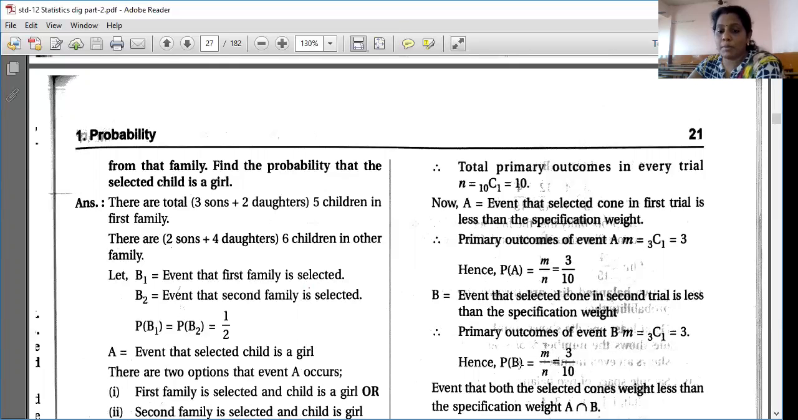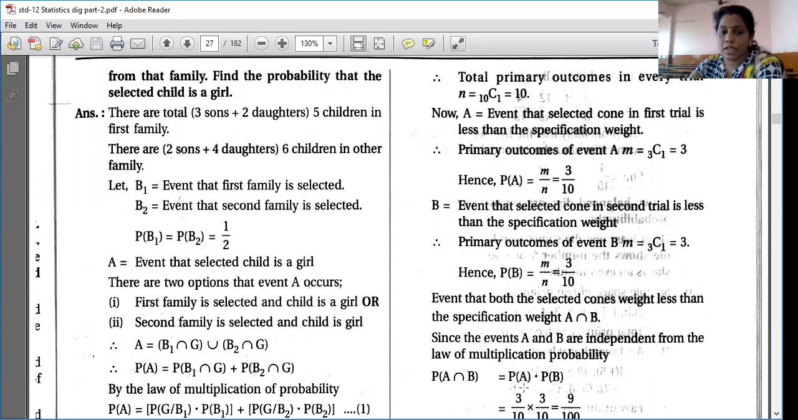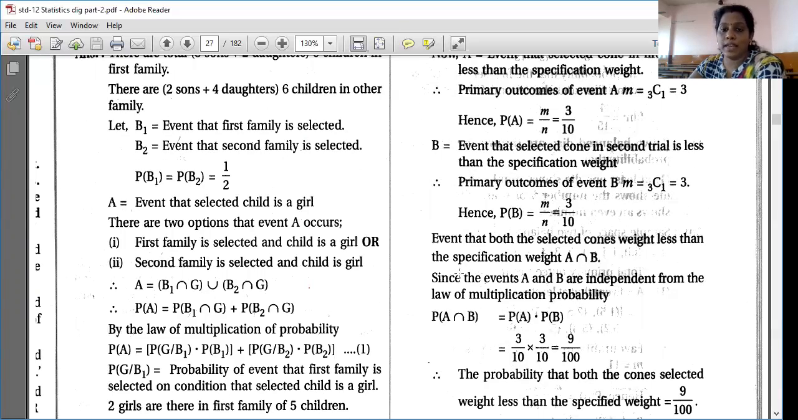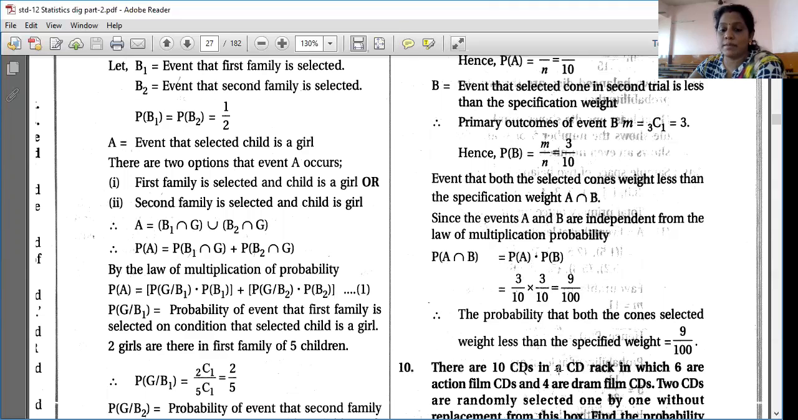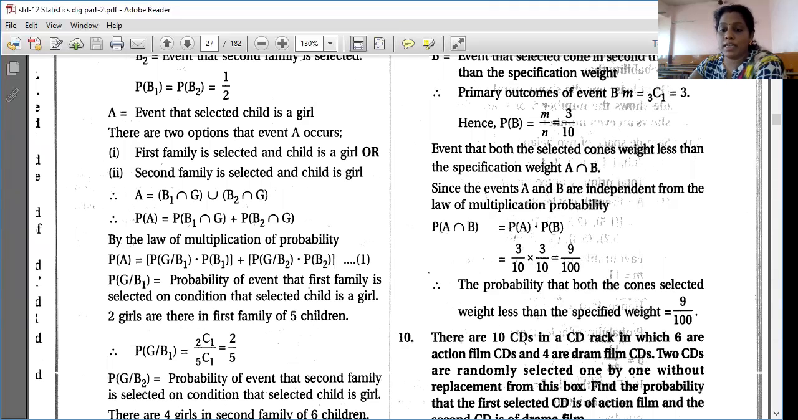So P of B equal to m upon n, that is 3 by 10. Now the event that both the selected cones weigh less than the specification weight, that is A and B both. And means intersection. So P of A intersection B, according to the law of multiplication, is equal to P of A into P of B, that is 3 by 10 into 3 by 10, that is 9 by 100. So therefore the probability that both the cones selected weigh less than the specified weight is 9 by 100.